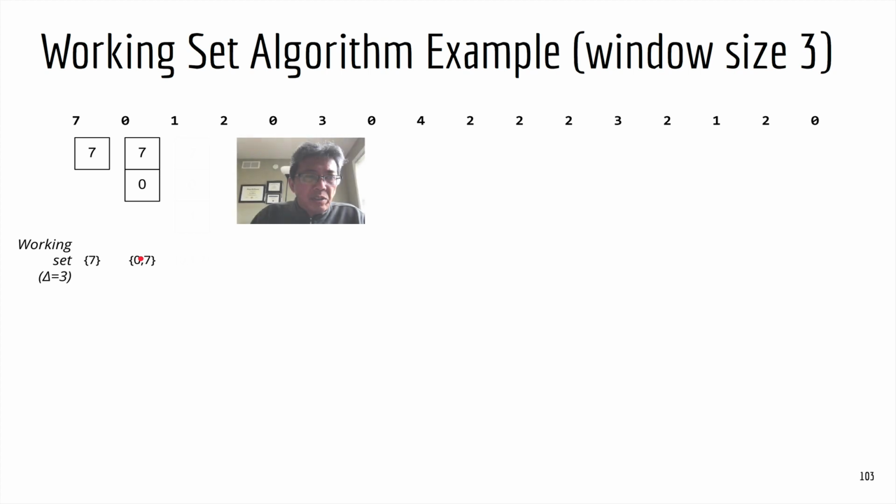The next reference to page 1 will again trigger a page fault, and page 1 is added, and again the working set will be updated. If you look back 3 frames, then the working set is page 0, 1, and 7.